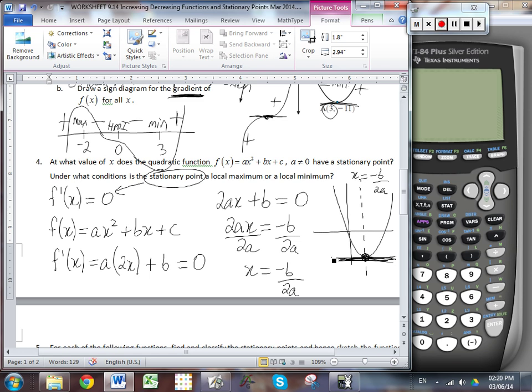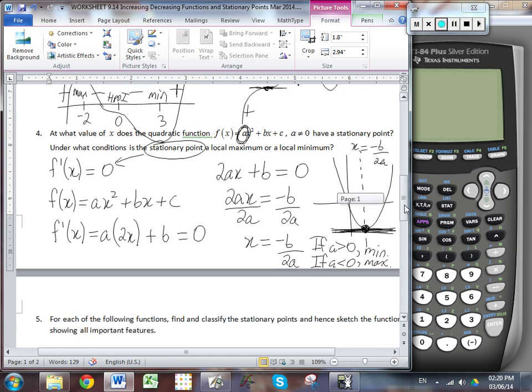It says, under what conditions is the stationary point a local maximum or a local minimum? Well, we know this, right? If the a value, the leading coefficient in a quadratic, is greater than 0, then it's concave up, which means that we're going to have a minimum. However, if the value of a is less than 0, then it's concave down, and that means that we will have a maximum.